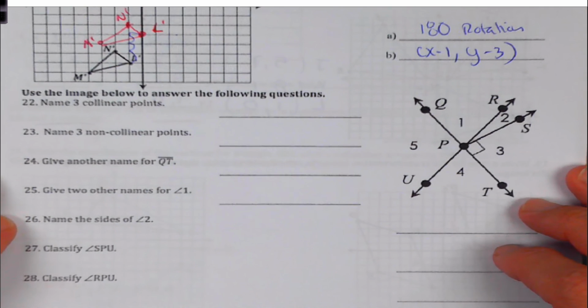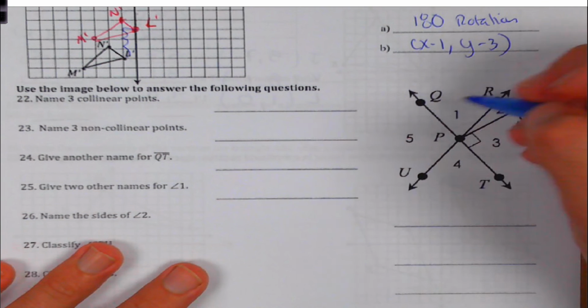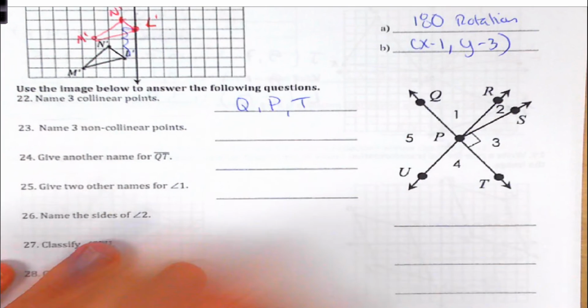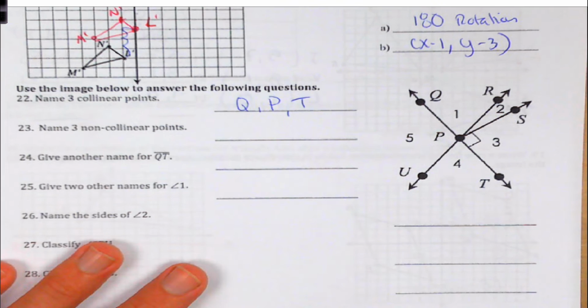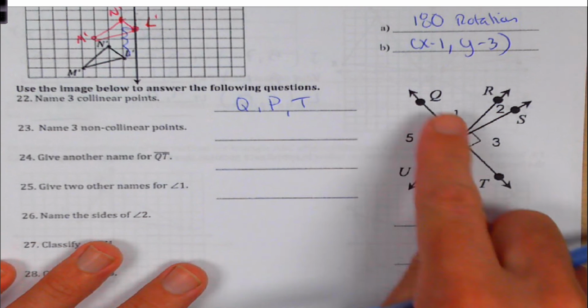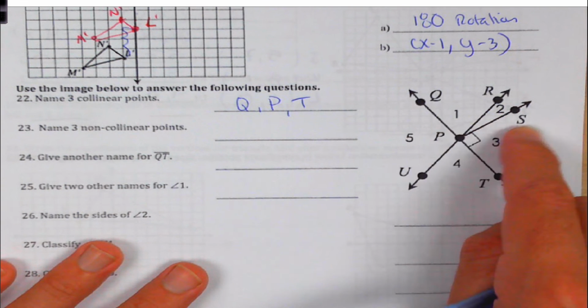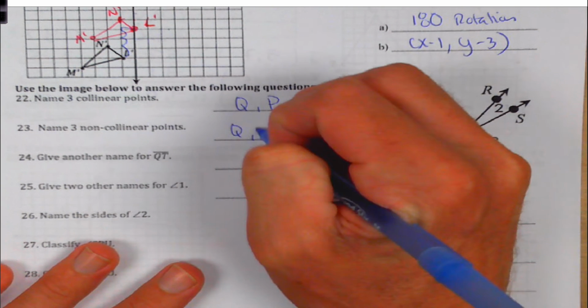All right, name 3 collinear points. We could do Q, P, T, just 3 points on the same line. Q, P, T, and you just write them as 3 points. 3 non-collinear points I could do is P, Q, S. Notice S is not on the line. All 3 of those points cannot be on the same line. So you just switch one.